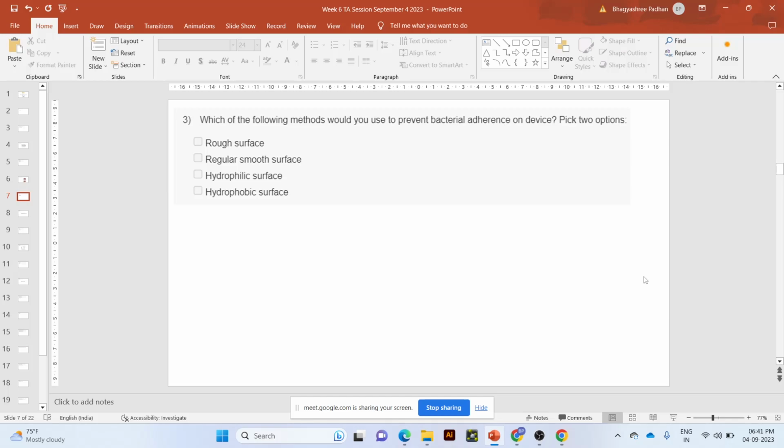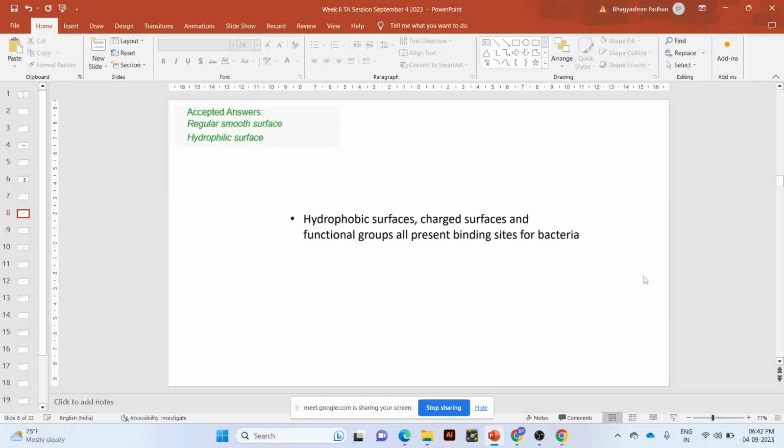Next question. Which of the following methods would you use to prevent bacterial adherence on device? You have to select two options. Rough surface, regular smooth surface, hydrophilic surface, and hydrophobic surface. So here the correct options would be regular smooth surface or hydrophilic surface. The rough surface gives more surface area for the bacteria to interact, and the hydrophobic surface also allows the bacteria to interact more. So to prevent infections, we need either smooth surface or hydrophilic surface. Hydrophobic surfaces, charged surfaces, and functional groups present binding sites for the bacteria.